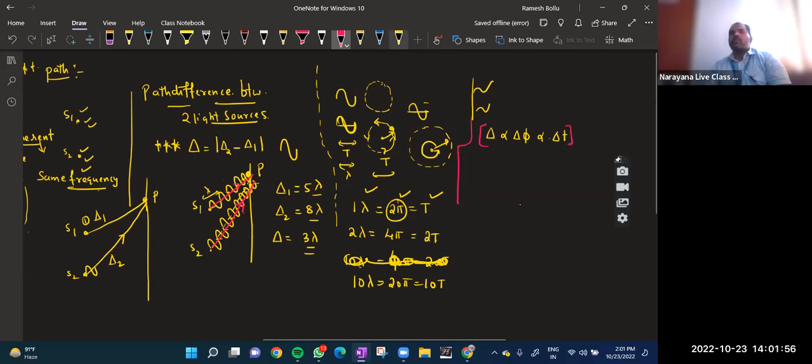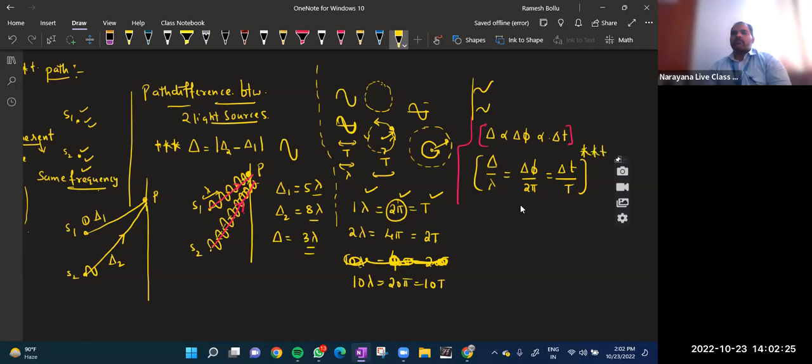And to remove the proportional constant, what do I have to keep? A constant. So I write delta by lambda equals phase difference by the maximum phase difference in one revolution, 2 pi, 360 degrees only. And time difference between the two light waves equals time difference in one revolution, capital T. It's a very, very powerful formula, students. Everyone, I request you to remember it at your fingertips. We are going to use direct applications. One small practice problem, you just answer.